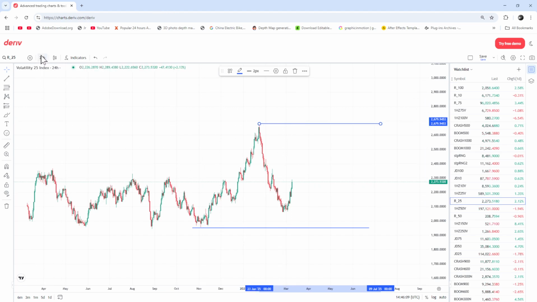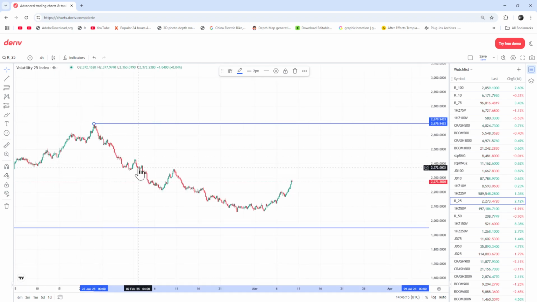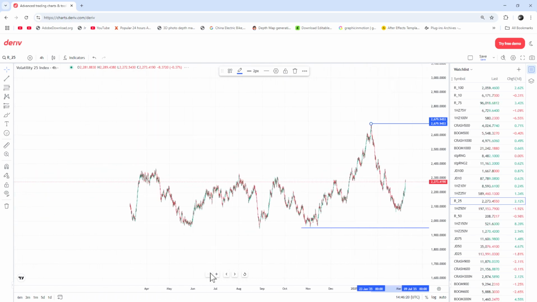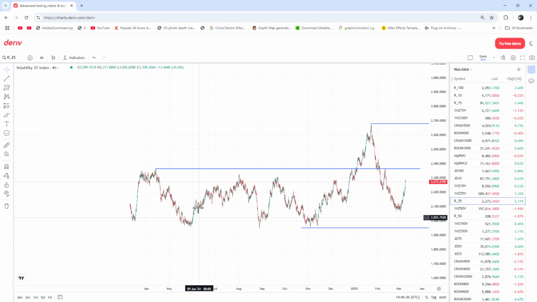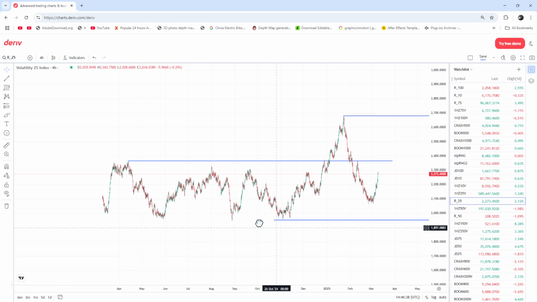we usually go to the higher time frame in order to see what is the trend of the market. Seeing the trend of the market will help you know if the market is in an uptrend or in a downtrend. As you can see right now, this trend was in a range. The market was not moving, it was in a consolidation state.